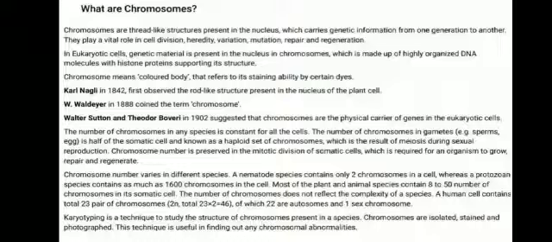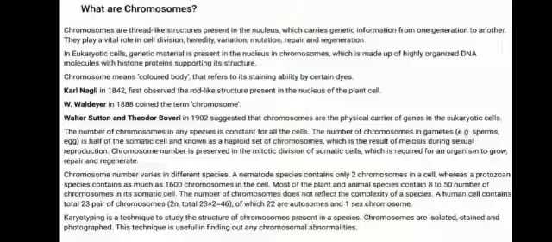The number of chromosomes in any species is constant for all the cells. The number of chromosomes in gametes, for example the sperms and eggs, is half of the somatic cell and is known as the haploid set of chromosomes, which is the result of meiosis during sexual reproduction. The chromosome number is maintained in the mitotic division of somatic cells, which is required for an organism to grow, repair and regenerate. Chromosome number varies in different species.